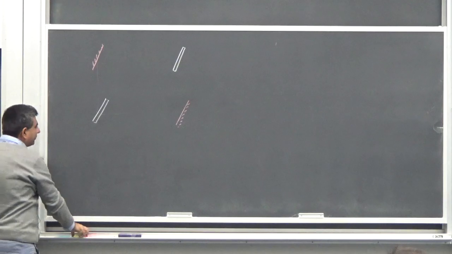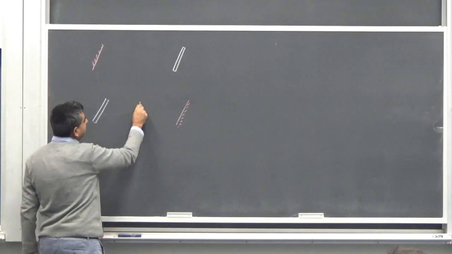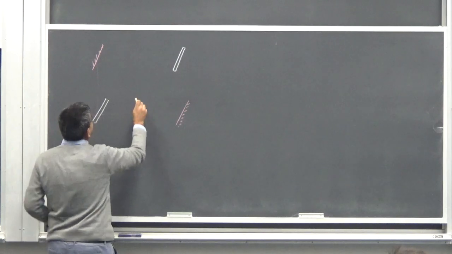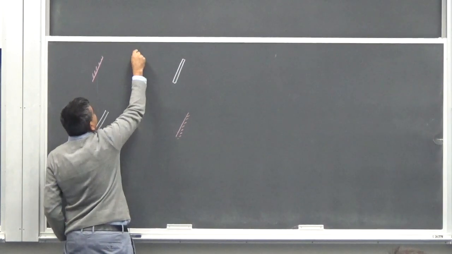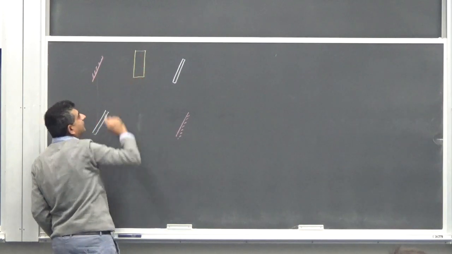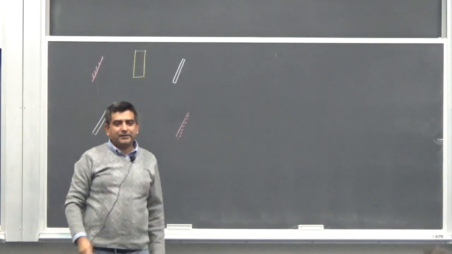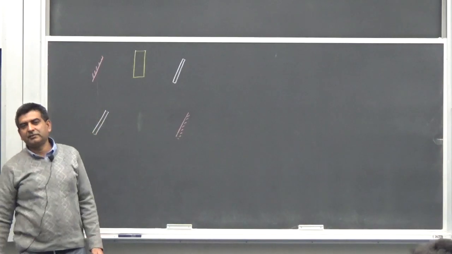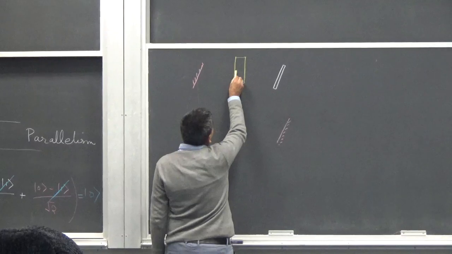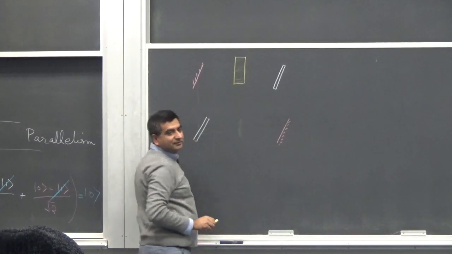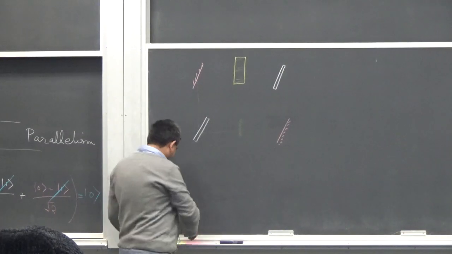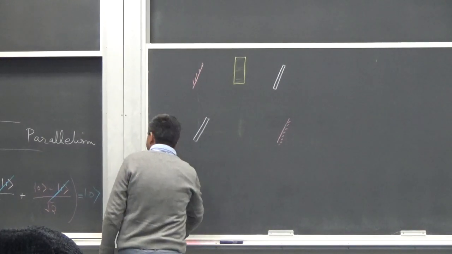Now what I would like to do is, in this part, just to keep things simple, in this part, I put in some medium, some piece of glass, some other kind of medium, of a particular thickness, and repeat the experiment. So now what's going to happen is the following.